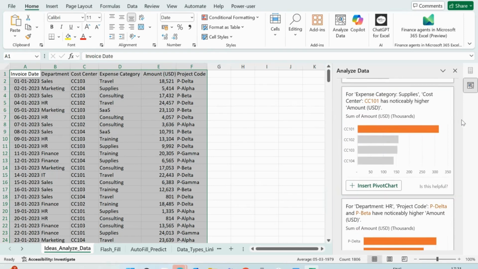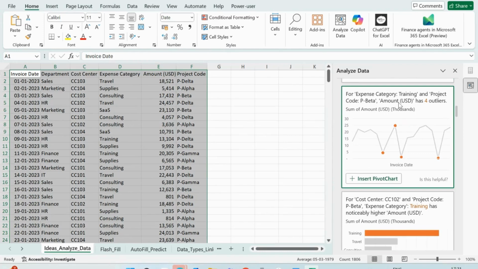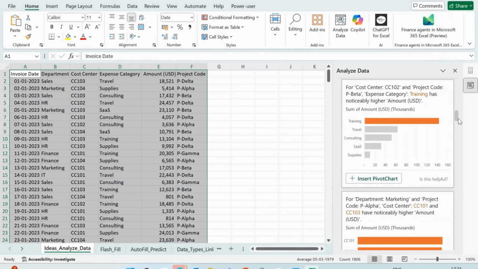It is an important outlier that it is displaying. It is saying for expense category supplies, the cost center, this has a noticeably higher amount, which is an important outlier, and this is very difficult to spot on its own while going through the data. And this could be a red flag in terms of a need to double check your data source, or this might simply be an important insight that can be presented as a finding of your data. And similar are the different insights that it is showing up.